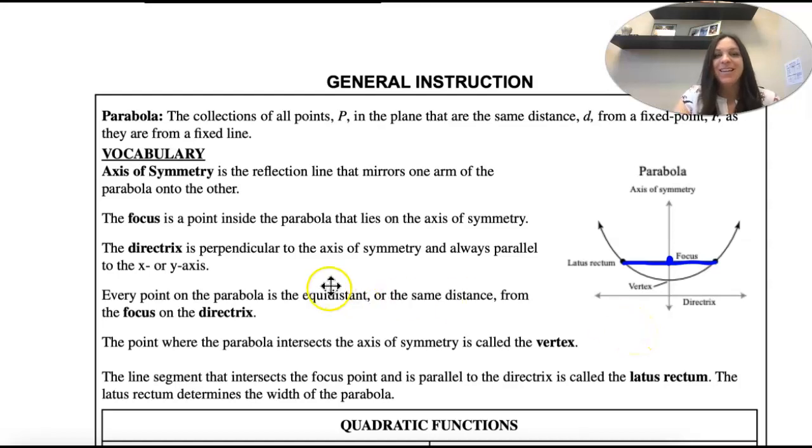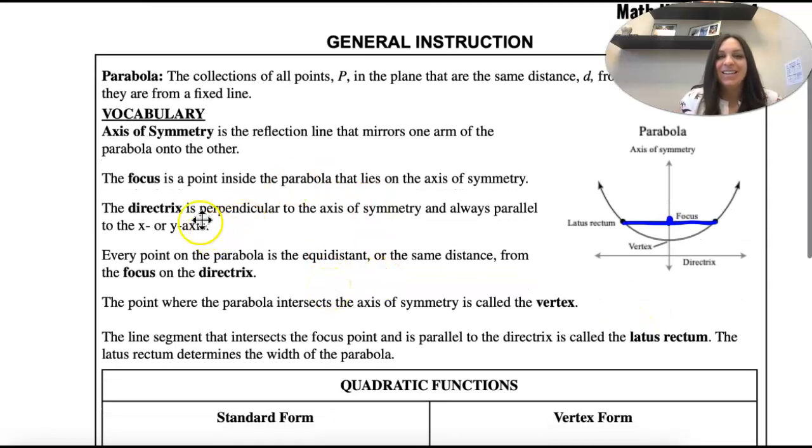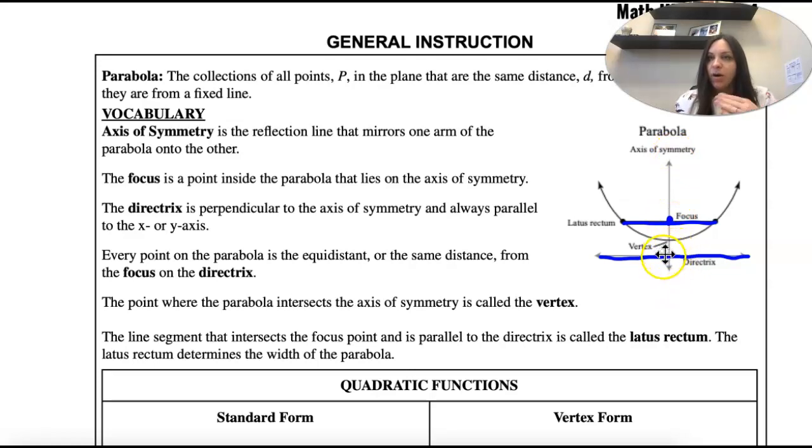You're welcome. Okay, and the directrix is this line parallel to the latus rectum, but it's also perpendicular, makes a 90-degree angle with the axis of symmetry, and it is always away from the parabola. It could be below it or above it, just depending on which way it's facing.